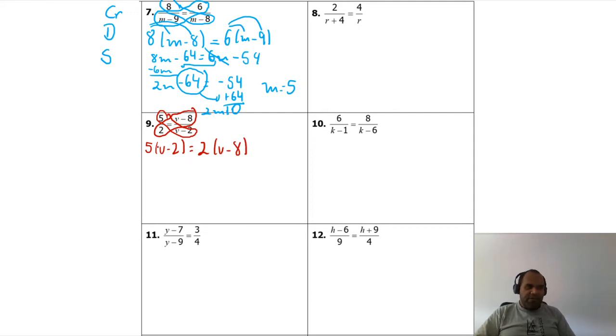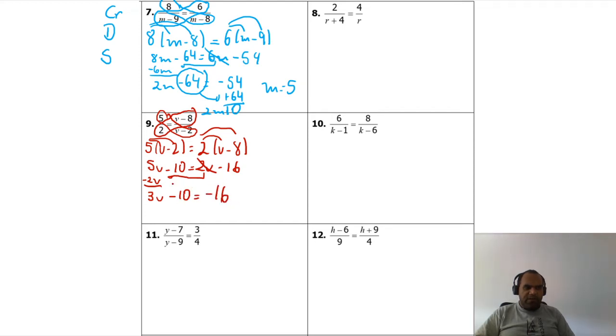What I have to do here, distribute. 5 v's minus 10 equals, distribute again. 2 times v is 2v. 2 times negative 8 is negative 16. Nice. I need to move the variable. I move the smallest, the 2 v's. Negative 2 v's. Goodbye 2v. The opposite for 2 v's, negative 2 v's. 5 minus 2, it is 3 v's, minus 10 equals negative 16.